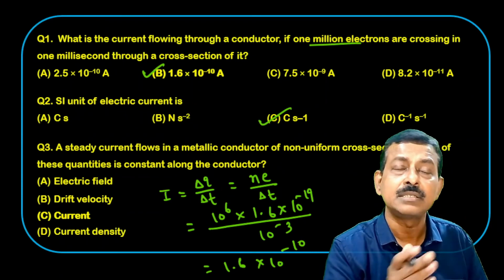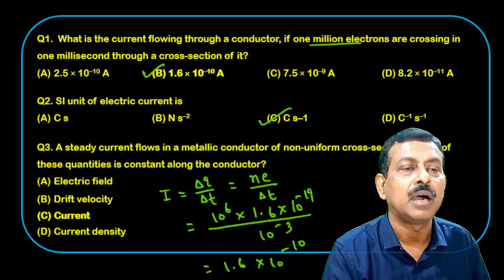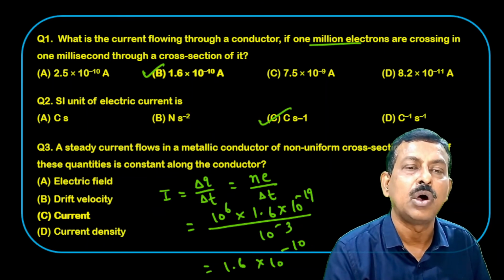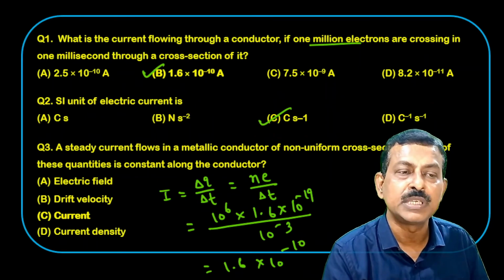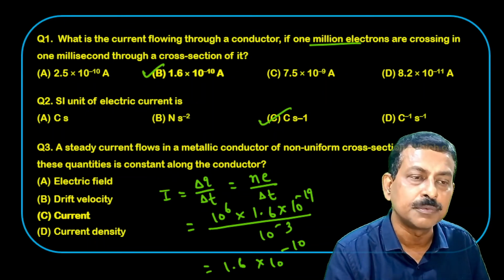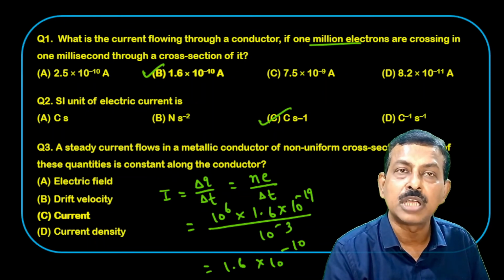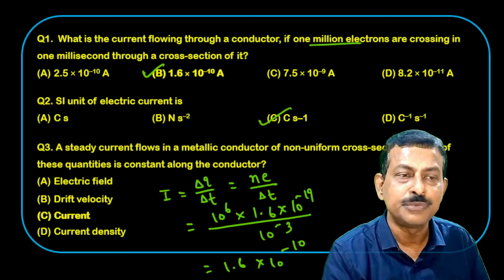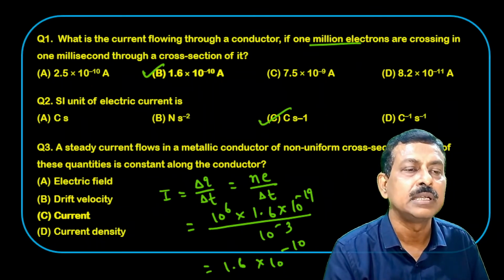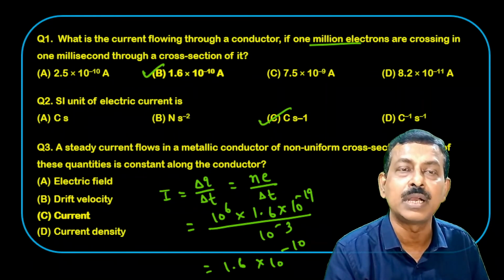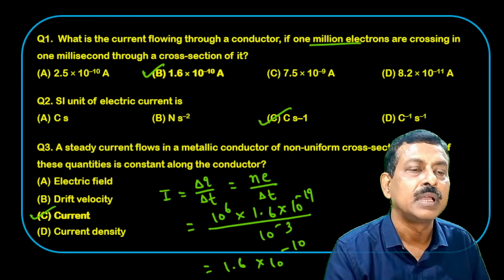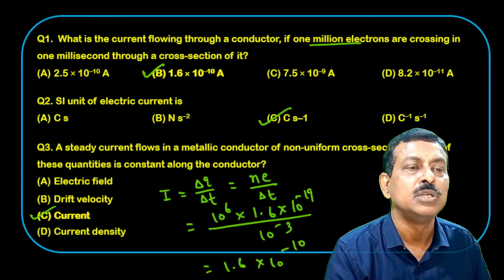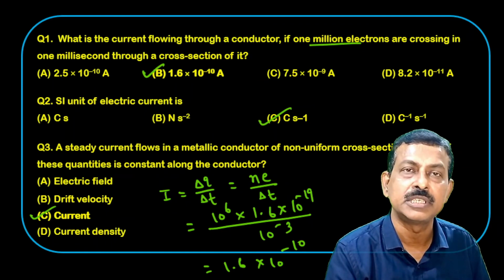Now let's take the third one. A steady current flows through a metallic conductor of non-uniform cross section. Which of these quantities is constant throughout the conductor? The first one is electric field. This is not uniform. Drift velocity is also not constant throughout the conductor. Electric current, yes, electric current is the one which is the same through every point of that conductor. Electric current density is also not correct. So the third one is the correct option here.